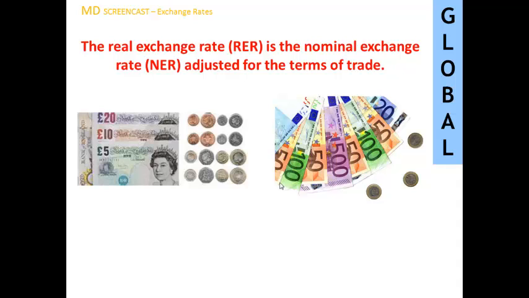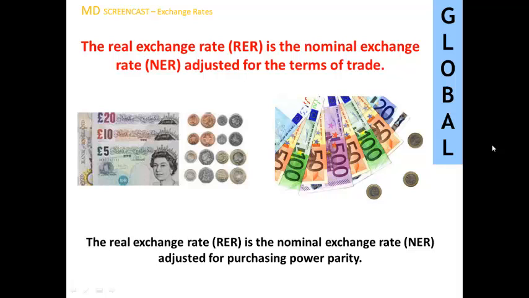In this screencast we'll be looking at the real exchange rate, which is the nominal exchange rate adjusted for prices of traded goods. Most people are familiar with the concept of the nominal exchange rate. It's the price of one currency expressed in terms of another currency. The real exchange rate is a purchasing power parity adjusted measure of the exchange rate.